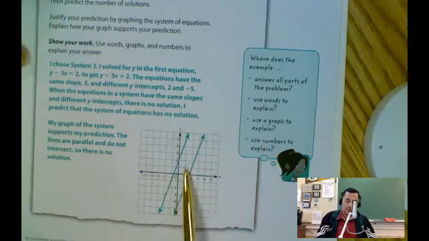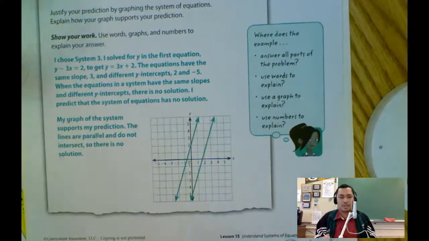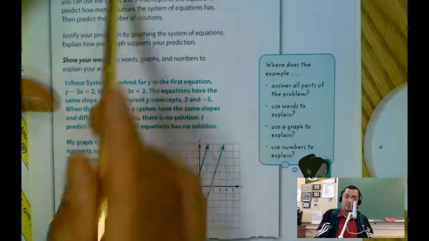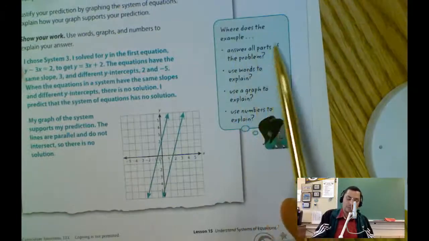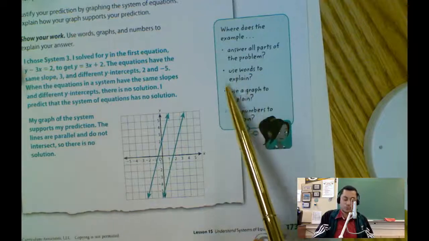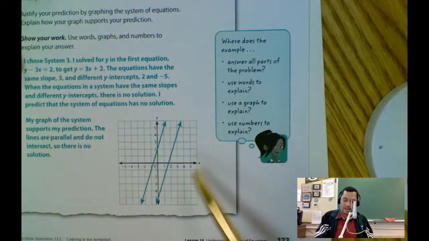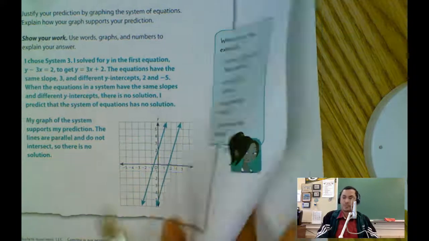It's already solved. You end it with parallel lines. That means no solutions. So it is important to read. Where does the example answer all the parts of the problem? Use words to explain. Use the graph to explain. Use numbers to explain. So we've been doing that through the lesson. So now we're going to solve one.